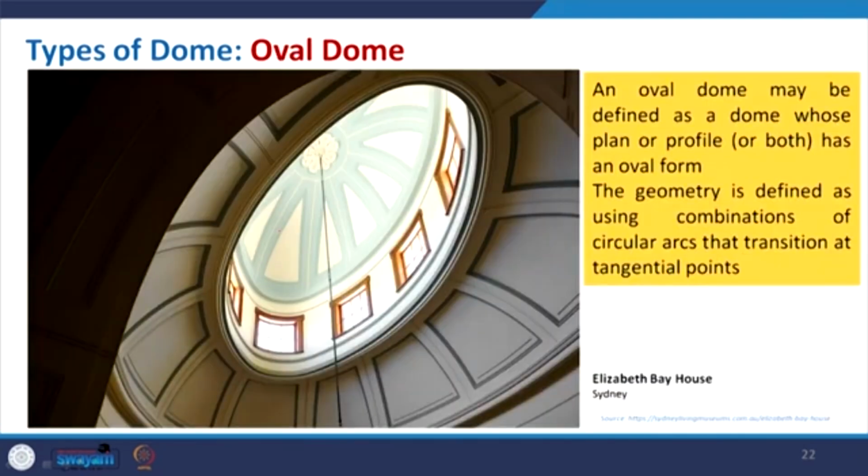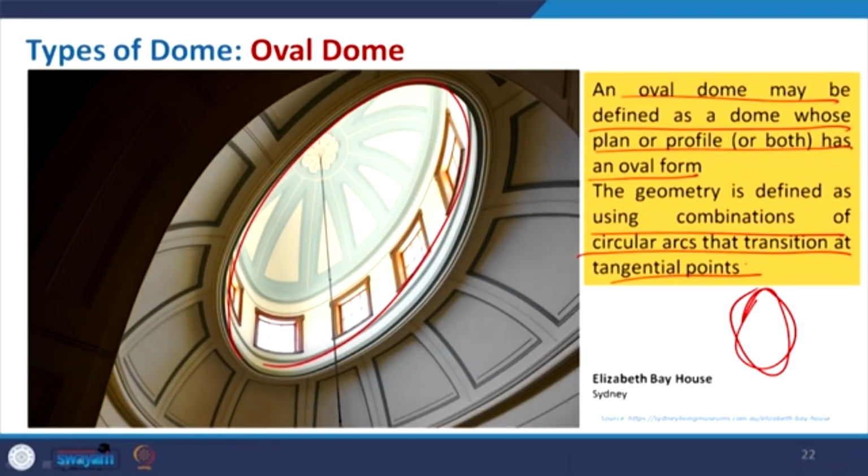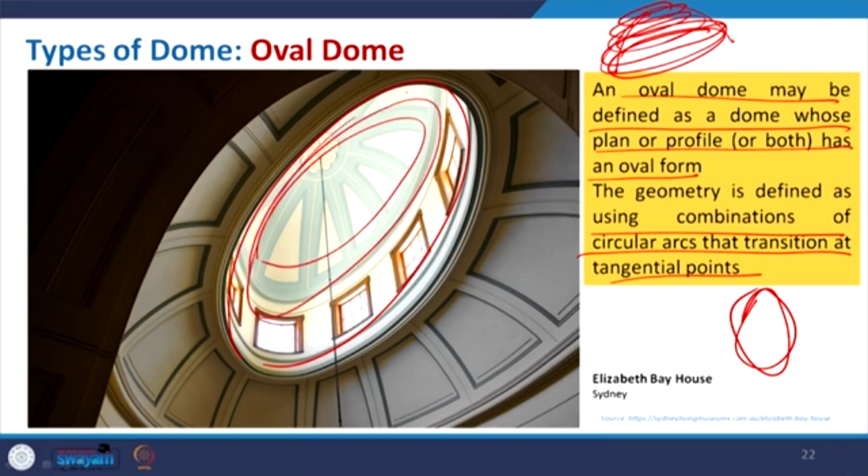Coming to the oval, as it comes from the shape of an oval, something like this. Sometimes for some interior spaces, the plan, instead of a circle, has an oval profile. So, basically an oval dome may be defined as a dome whose plan or profile has an oval form. The geometry is defined using a combination of circular arcs that transition at tangential points. So, in this case we have to reduce it like this, so that we finally get the oval form and the series of ovals. This is one oval, this is another one, and this is connected to that. The plan here is basically a wall, and on top of it we have this.